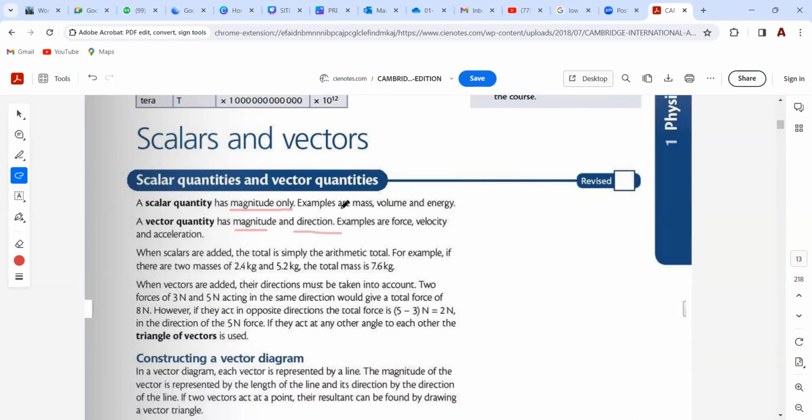Now, scalar quantity में examples क्या है? Mass, volume, energy. Now, all of these quantities, they don't need a direction. They're directionless. Energy doesn't need a direction to flow, right? Mass doesn't act anywhere. However, weight does. So weight is an example of force. Force is a vector quantity. Velocity is a vector quantity. Acceleration is a vector quantity, right? So this is the major difference between scalars and vectors.